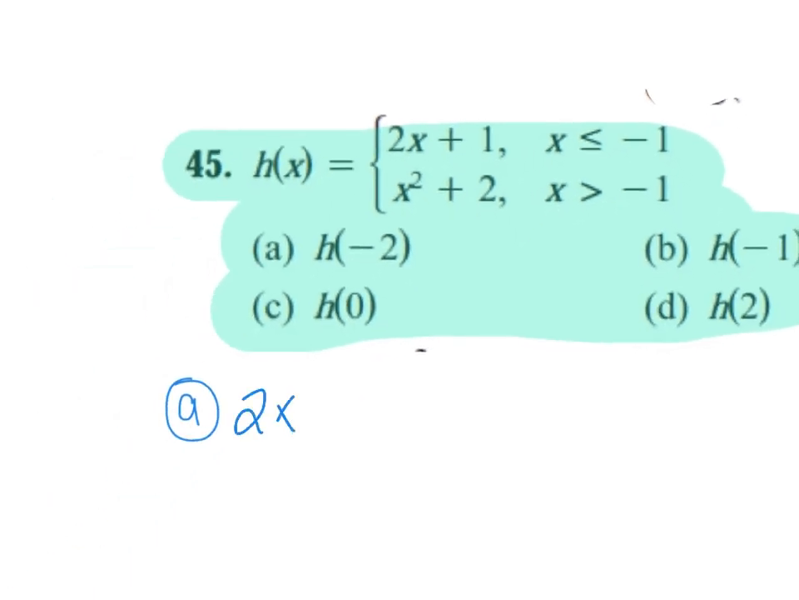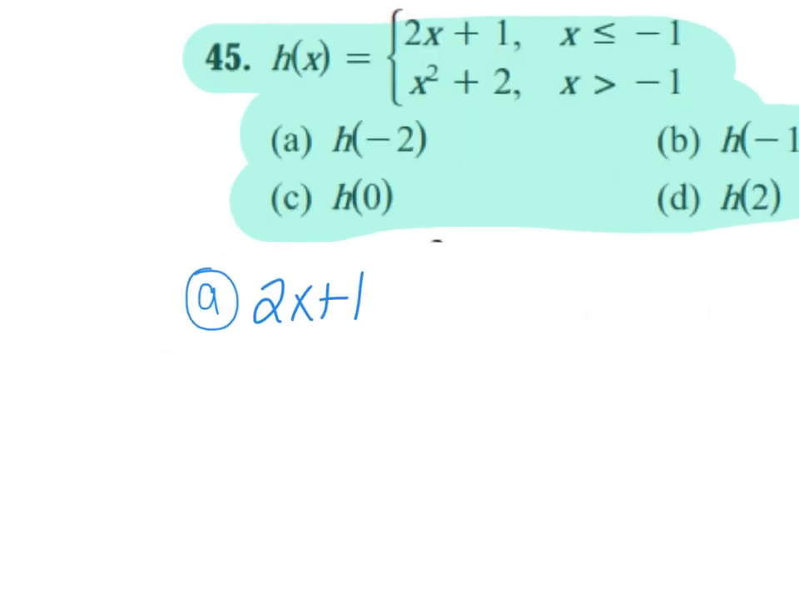I'm going to say 2x plus 1. I'm going to plug in -2. So 2 times -2 plus 1. What's 2 times -2? -4. -4 plus 1 is? -3. So your answer for that would be -3. You don't now go and take -3 and plug it in somewhere.